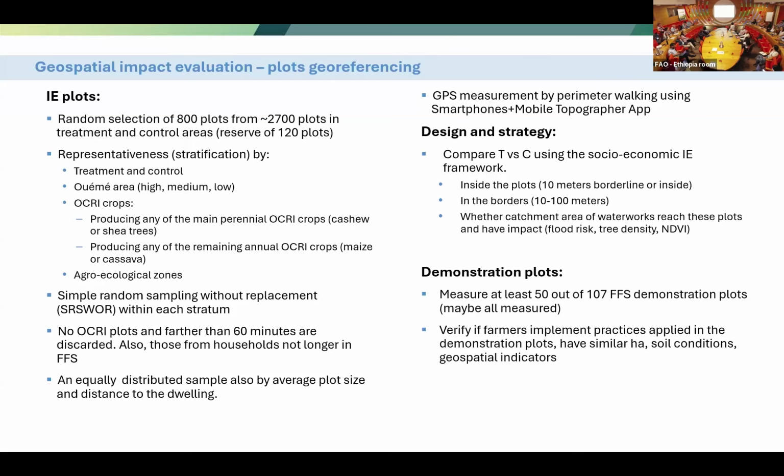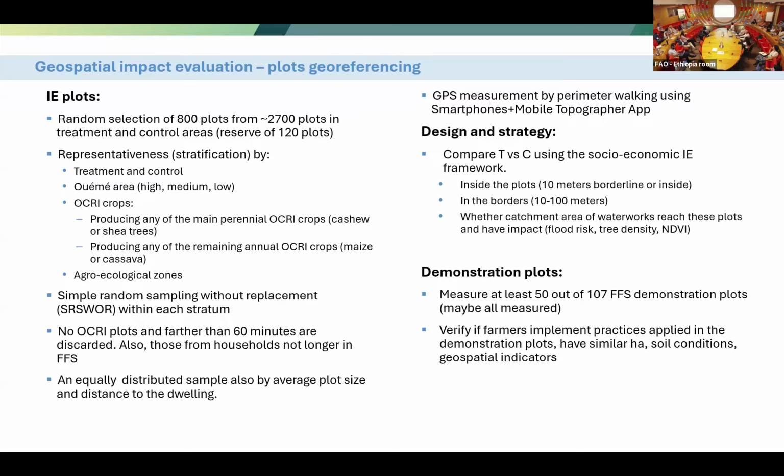What we are planning, I'm very close to finishing here. We have the total sample of 2,700 plots in which we collected information, but we didn't have the information of coordinates, for example. So the idea now is to make a random selection of a subsample of 800 plots, around 400 treatment and 400 control. They were identified using a simple random sample without replacement, and they are representative in terms of the treatment areas, in terms of the Oueme area.